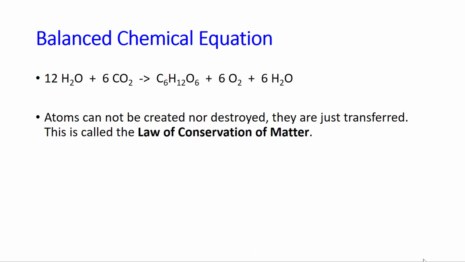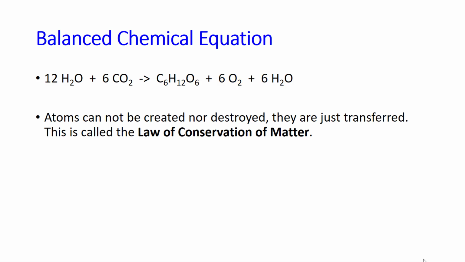Now, this is actually the balanced chemical reaction, the real chemical reaction. So you notice over here on the left we have 12 water molecules and 6 carbon dioxide molecules. Enzymes are actually what power a lot of photosynthesis. Inside that chloroplast, there are enzymes that are doing the work. And of course, it will make glucose, that's C6H12O6, it makes 6 oxygen gases, and it will make 6 waters.